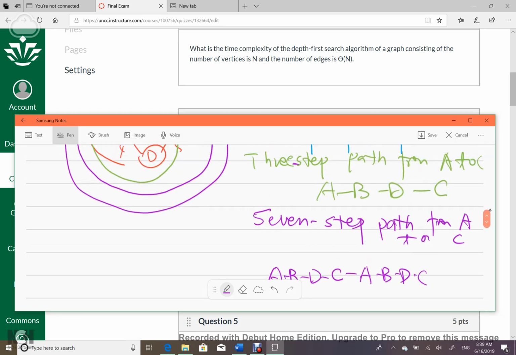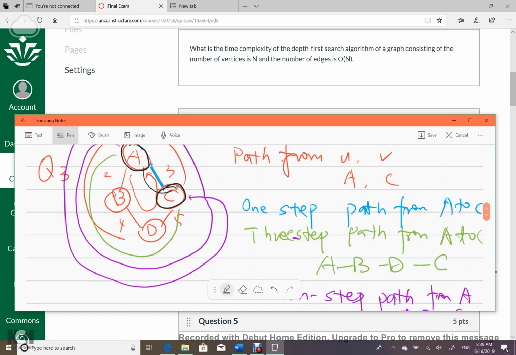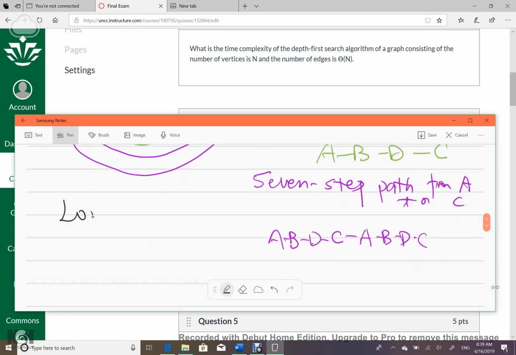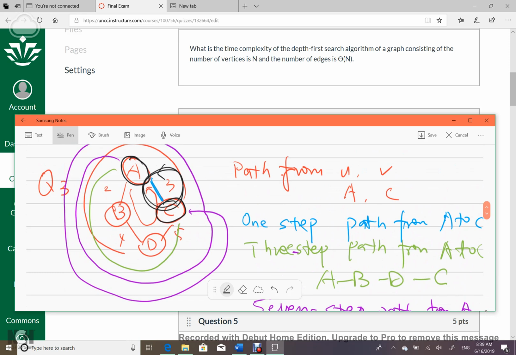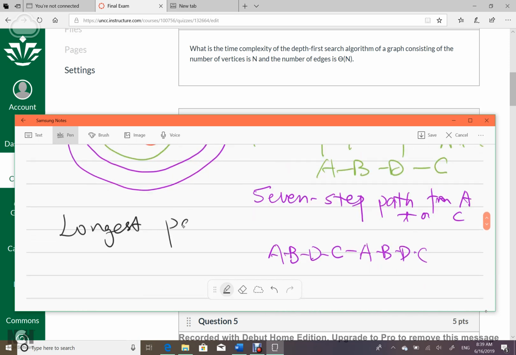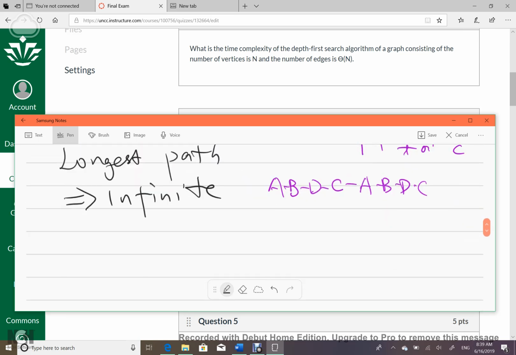And we can make it even simpler, so that could be another path. We just go round and round and round, right? So if you want to find the longest path, you can go around and round and round. In that case, there are infinitely many options, right? The longest path is infinity. Can you see that? Okay, I think we explained that.